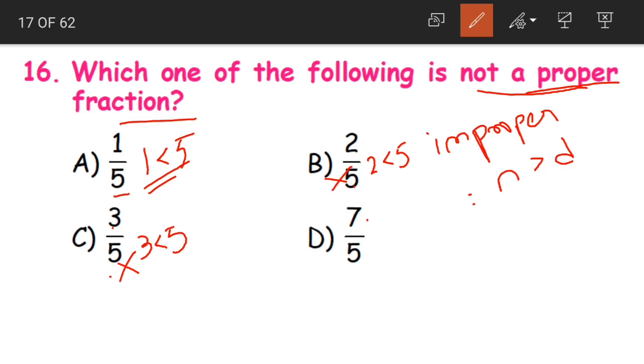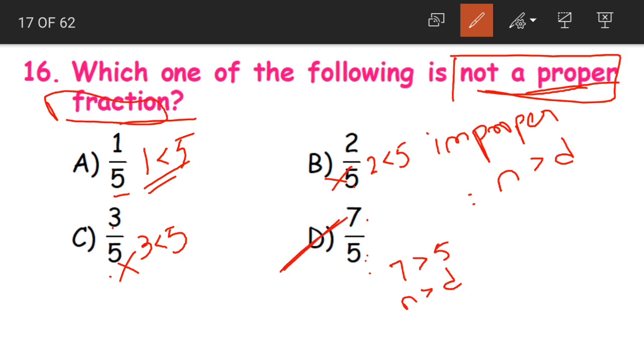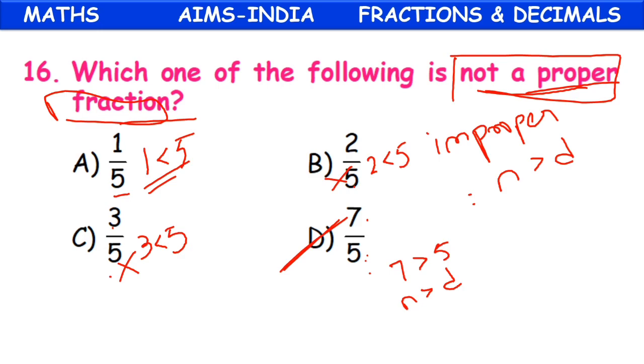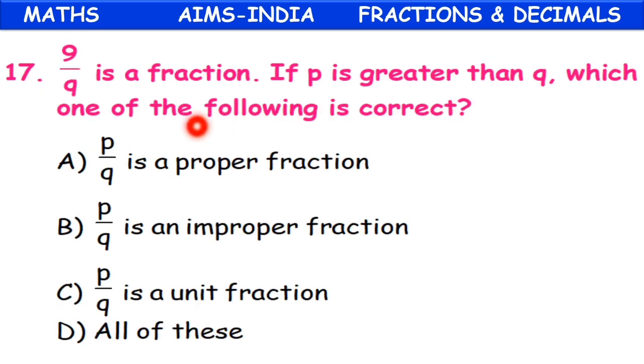Coming to the last one, option D, 7 by 5. 7 is greater than 5, that is, the numerator is greater than the denominator. So it is not a proper fraction and option D becomes our correct answer. Yes children, understood? Next, question 17.